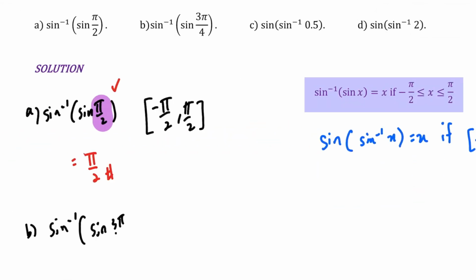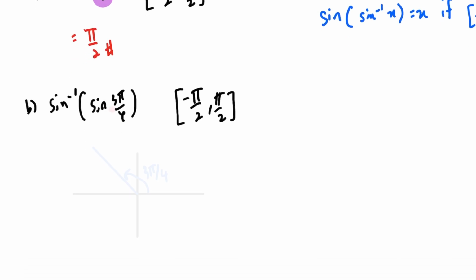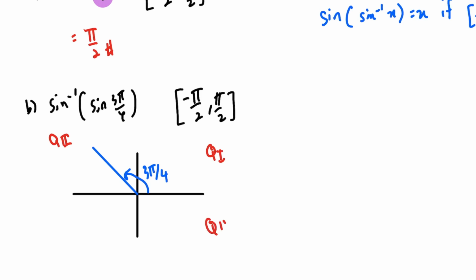For question B, they ask you for inverse sine of sine 3 pi over 4. Okay, so as usual, make sure that your domain is within minus pi over 2 and pi over 2. So definitely 3 pi over 4 is not within the domain. Let's check. 3 pi over 4 is here in quadrant 2. So we know that quadrant 2, you are not allowed to be here. You're only allowed to be in quadrant 1 and quadrant 4. So what you need to do is, let's find your reference angle. So how to find reference angle? This is pi minus 3 pi over 4. So the answer here is pi over 4.